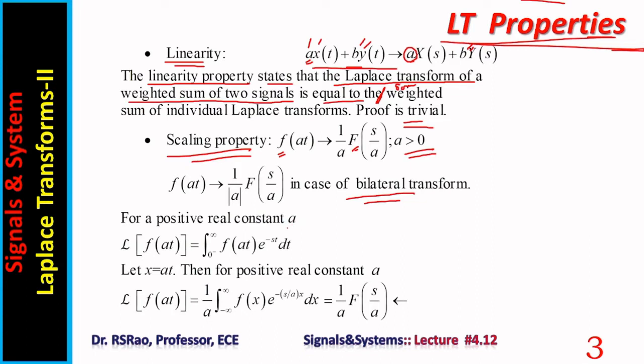Now, how these two properties are one property: one relation for the unilateral transform, another relation for the bilateral transform. How have these two relations come into being? It is explained here. For a positive real constant a, the Laplace transform of f of at is the integral from 0 minus to infinity of f of at e power minus st dt.